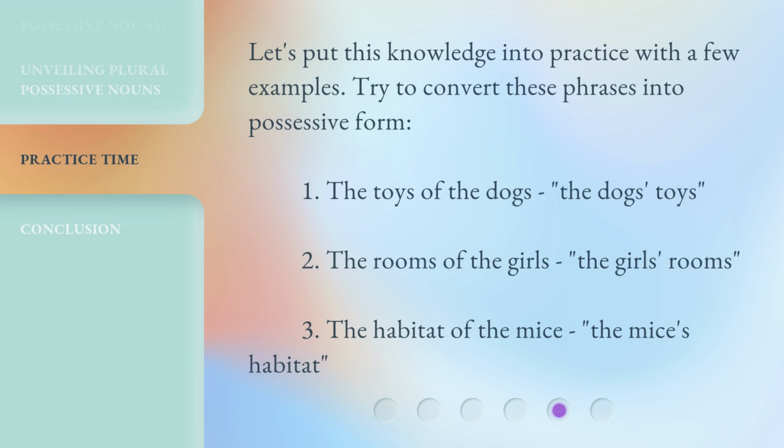Let's put this knowledge into practice with a few examples. Try to convert these phrases into possessive form. 1. The toys of the dogs. 2. The rooms of the girls. 3. The habitat of the mice.